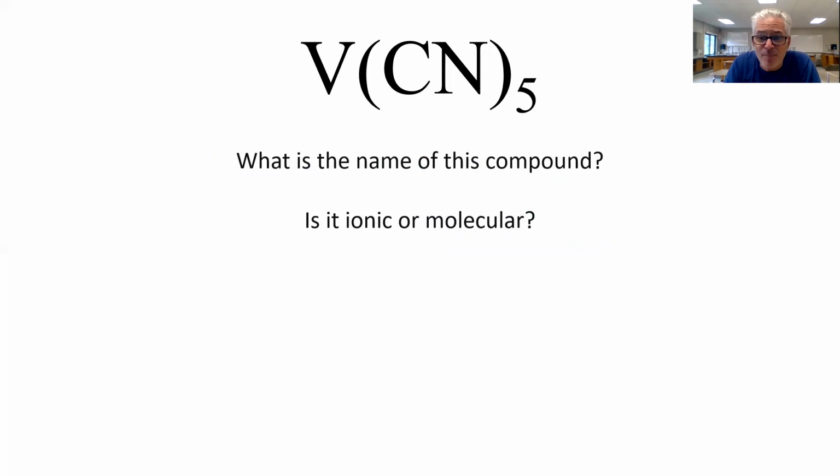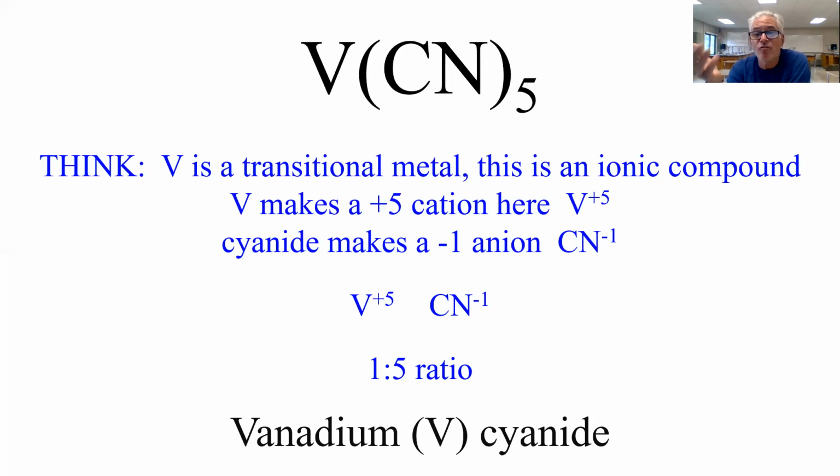More cyanide. I must have been having a bad day when I made this slideshow. V for vanadium. Put your finger in box. What do we got? Box 23. Vanadium makes a +5 ion, and that's required here because we got 5 -1s here, 5 cyanides. We got to have 1 +5. Vanadium, Roman numeral 5 cyanide. That's kind of cool. Vanadium, Roman numeral 5 cyanide.